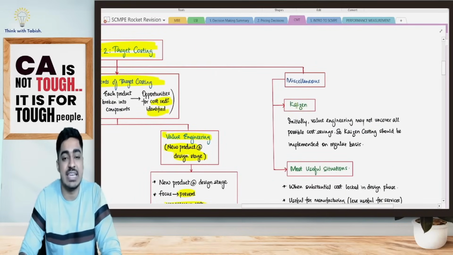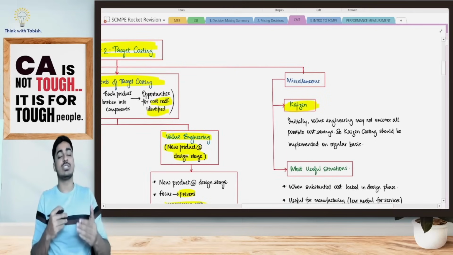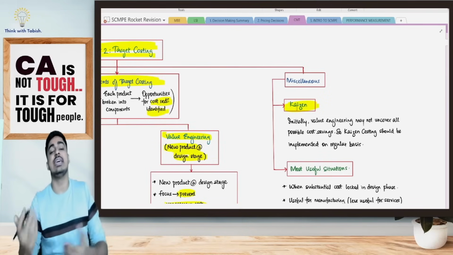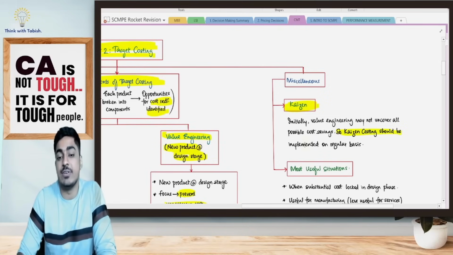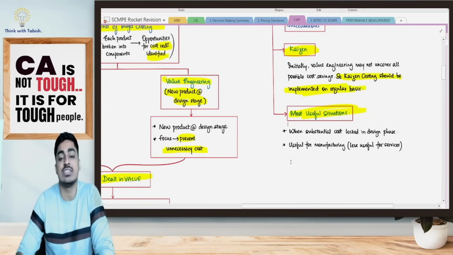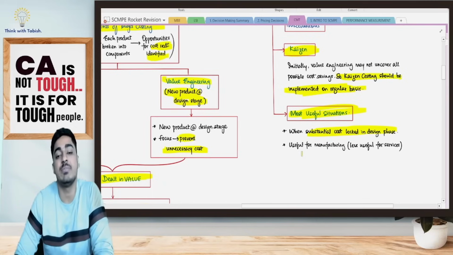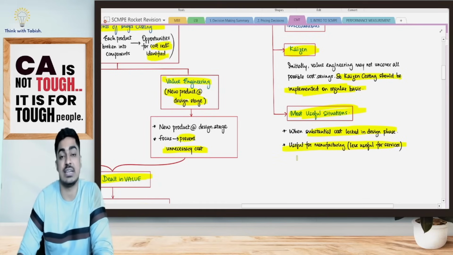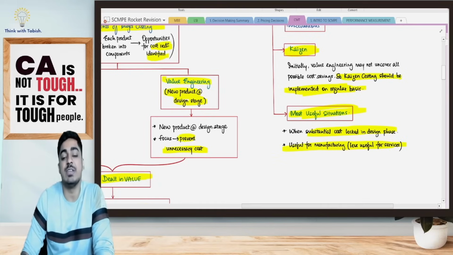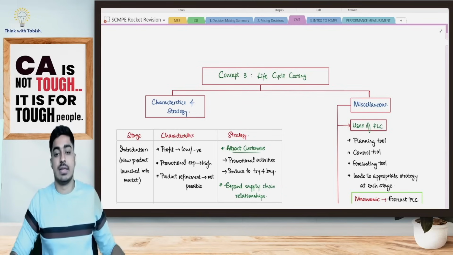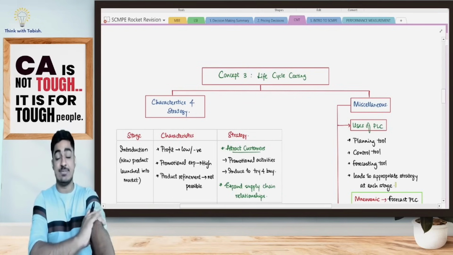Now some miscellaneous areas. Kaizen: we are telling that target costing has been implemented at the start. It need not be necessary that all benefits have been obtained. So continuously, Kaizen costing has to be implemented for periodic benefits. Next, the most useful situation for implementing Kaizen target costing is where substantial cost is locked during the design phase, so that if I try to reduce the cost throughout my life cycle, I will be getting my benefit. It is used for manufacturing sectors and assembly oriented industries, and is less beneficial for service sectors because service sectors are customized. Is it clear?